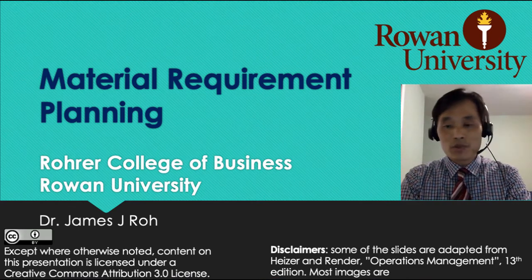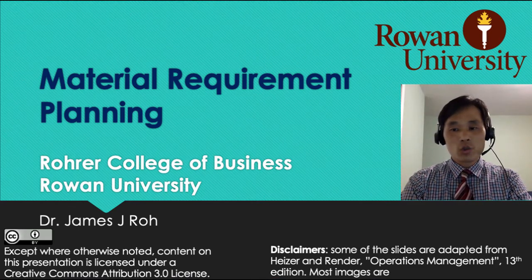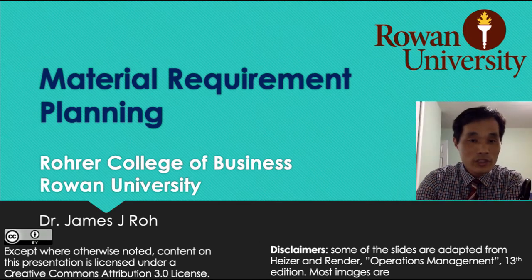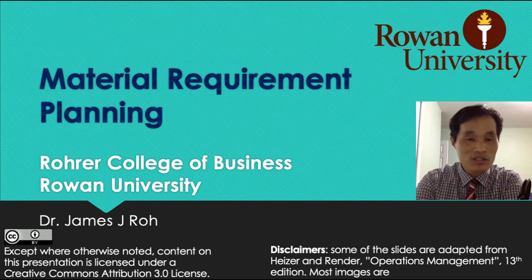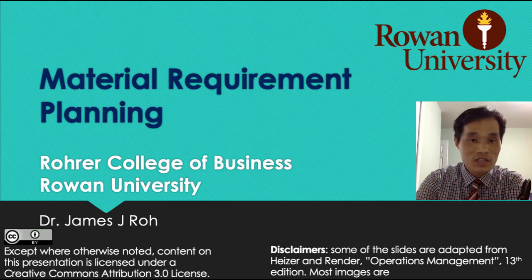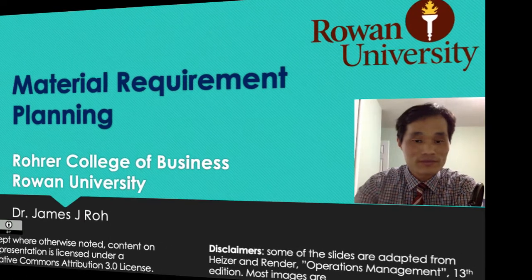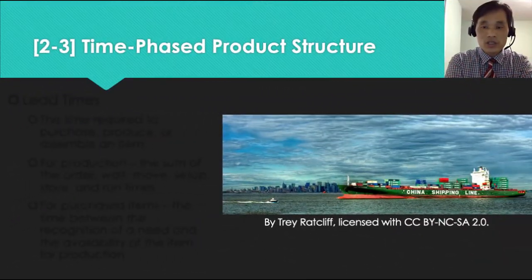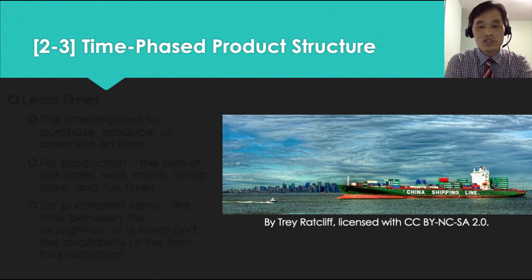Welcome to the Operations Management course. In this lecture, we will learn material requirement planning. We will specifically discuss time-phase product structure and then gross material requirement planning. Time-phase product structure is the preliminary step to come to gross requirement planning, GMRP, and it's important for us to understand this phase. Once you understand bill of materials, the next step to take is time-phase product structure.